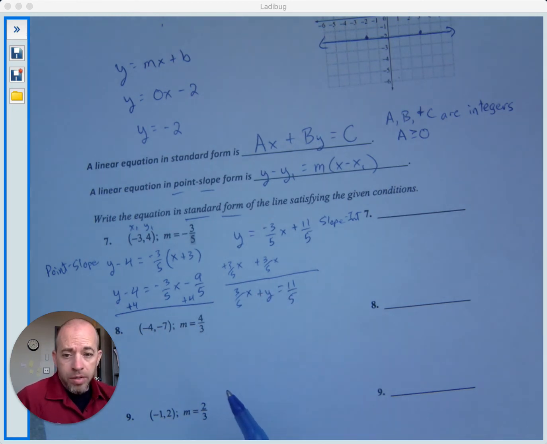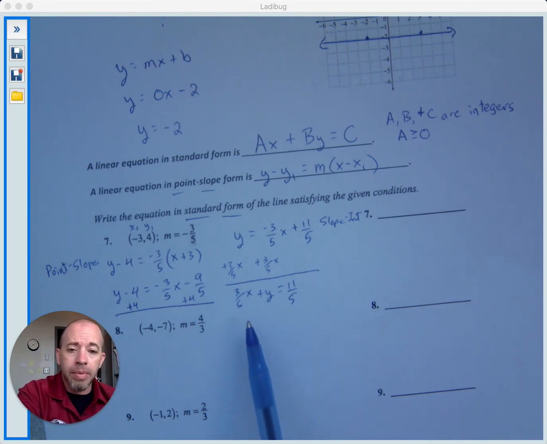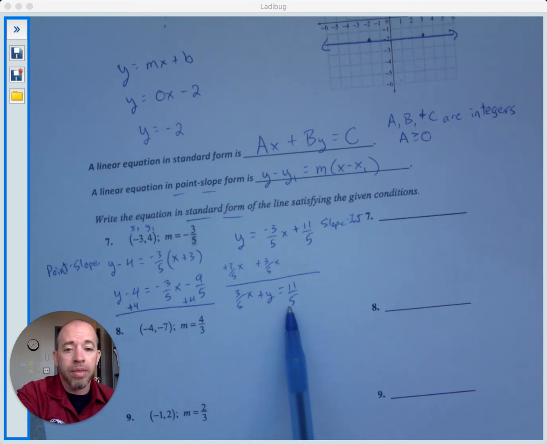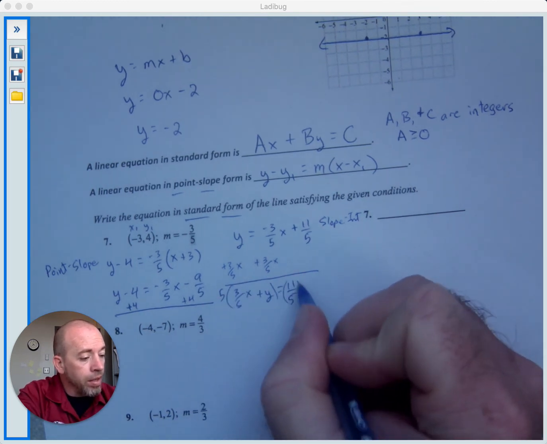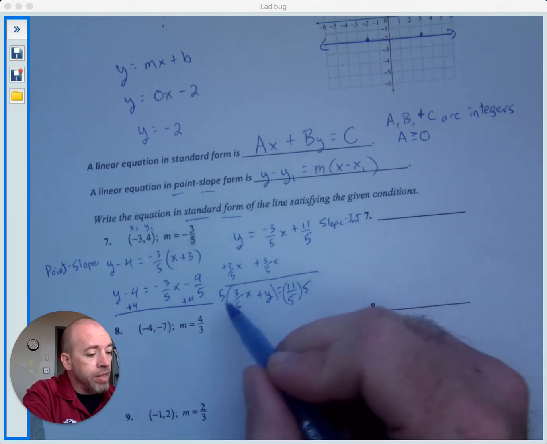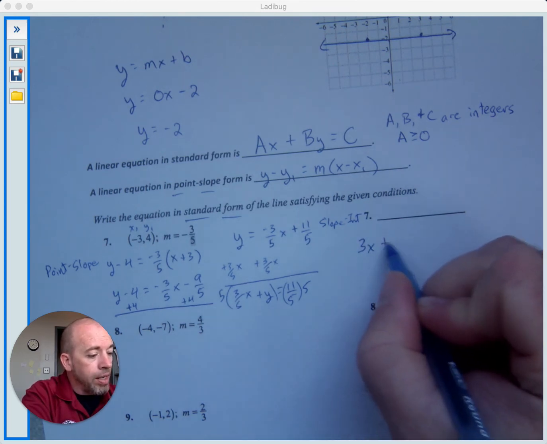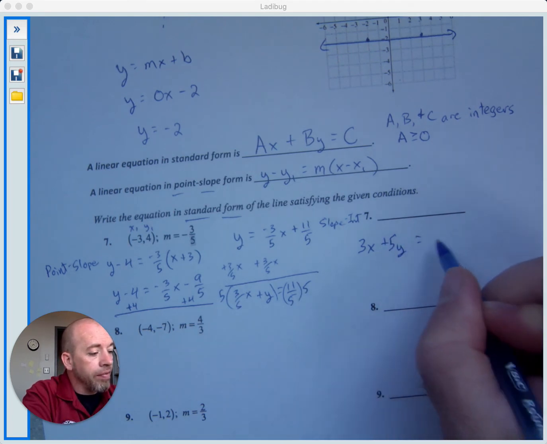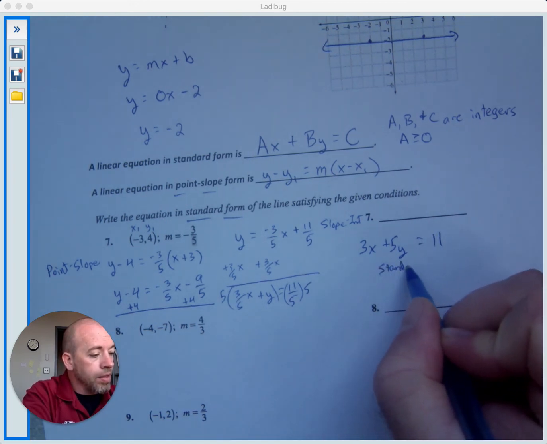So to deal with that, we clear the fractions. We multiply by the LCD, which is the least common denominator of all the fractions in the problem, and the only denominator is 5. So if we multiply both sides of the equation by 5, which is perfectly legal to do, I distribute the 5 on the left. 5 times 3/5 is just 3, so we get 3x. 5 times y is 5y. And 5 times 11/5 is just 11. And now we have standard form. And that's what we were asked to do.